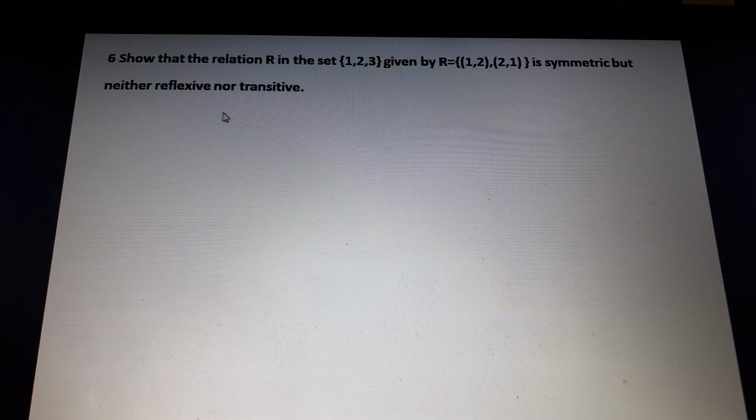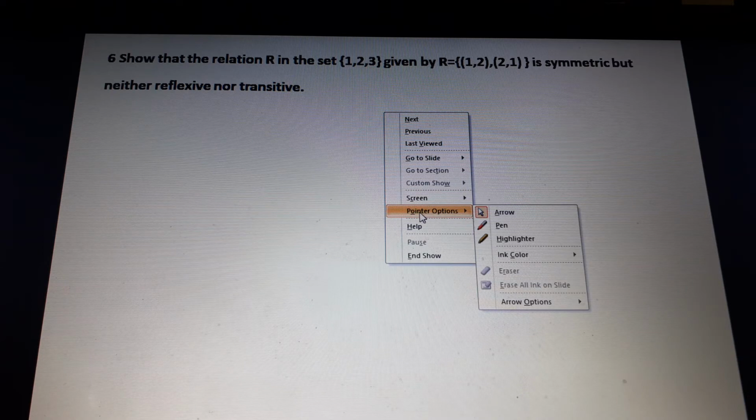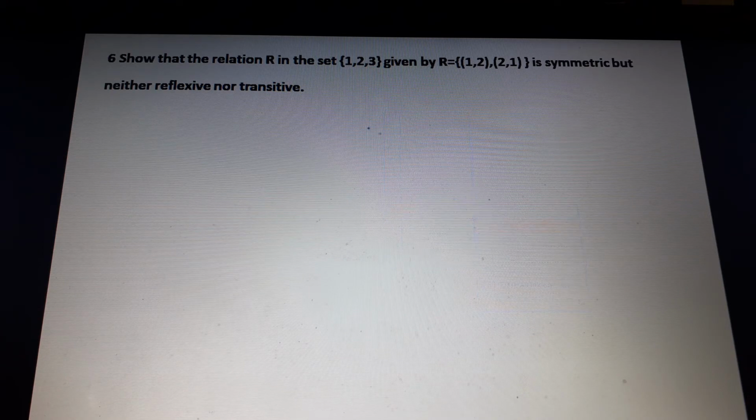So this is very simple. Show that the relation R in the set {1, 2, 3} given by {(1, 2), (2, 1)} is symmetric but not reflexive, not transitive. It is very simple, so I think I need not write everything here. Why is it not reflexive? Because (1, 1) is not there, (2, 2) is not there, (3, 3) is not there. Therefore, it is definitely not reflexive.